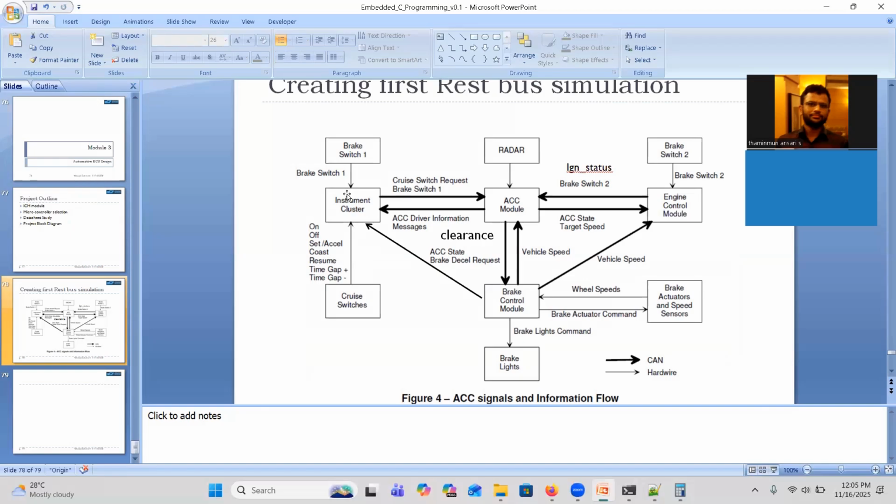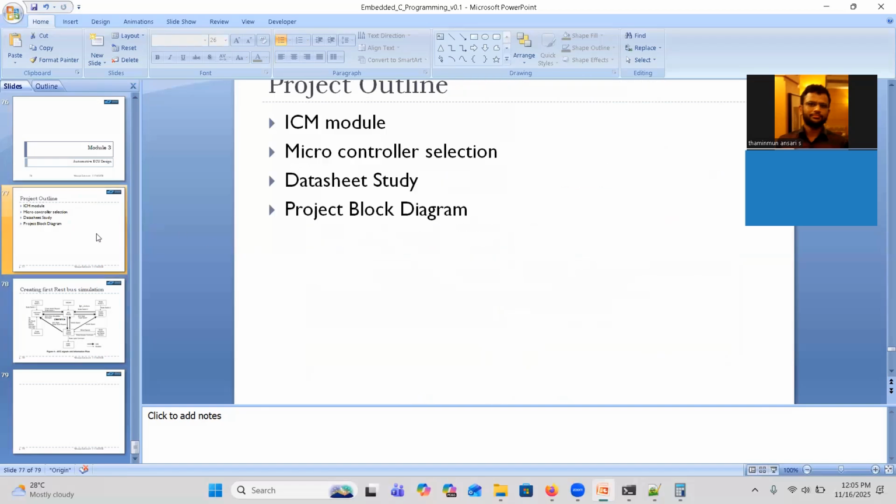It will have a stepper motor, display, warning, chime, one by one. We will try to do this using embedded programming. That is the outline: what microcontroller we are going to select, and how to study the datasheet, block diagram, those sort of things.